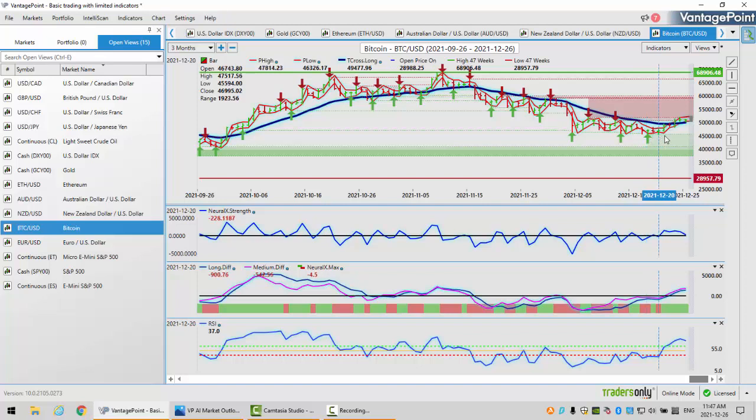As we start basing out, as the S&P 500 rises, you can see that Bitcoin is doing the same thing. Our main support now for Bitcoin going into trading next week is 49,881. We have our VP predicted low that's coming in at 50,463. So those are the areas where we look for long trades.